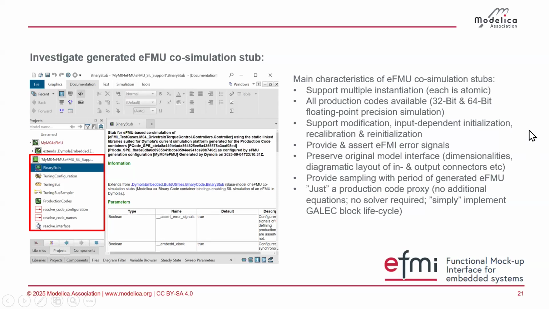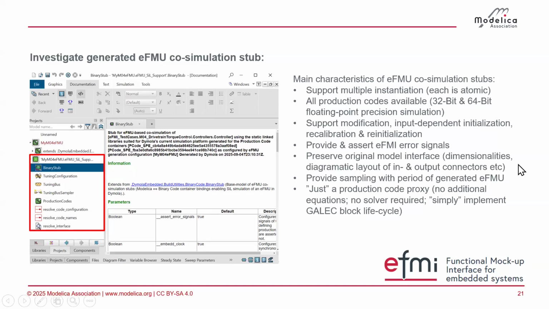Another thing this stub does is it supports all kinds of modification. So it will have the same top level parameters, so you can modify them. But on top of that, the parameters that have been selected as tunable parameters, you can recalibrate at runtime. In the same simulation, you can change the parameterization. You can also reinitialize. These are the functionalities that come from the Galec block lifecycle. Then we also assert all the error messages coming from the production code. Because if you remember, I said in Galec, every error must be handled, or it must be signaled to the outside. That's what Galec guarantees you. And of course, we can see whether any error has been signaled. So we can assert it.